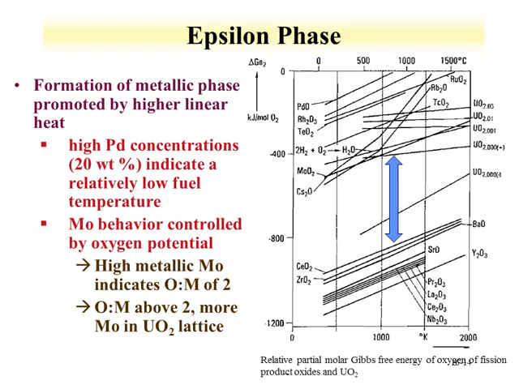Now, molybdenum behavior is particularly strongly controlled by this. If we see the line for molybdenum, we see that it's much steeper than the other elements that are shown here. So the molybdenum behavior is controlled by the oxygen potential. Basically, the molybdenum tends to be very much in the metal if the oxygen to metal ratio is 2, and if it's above 2, if it's more oxygen, then more of the molybdenum is going to deposit in the UO2 lattice.